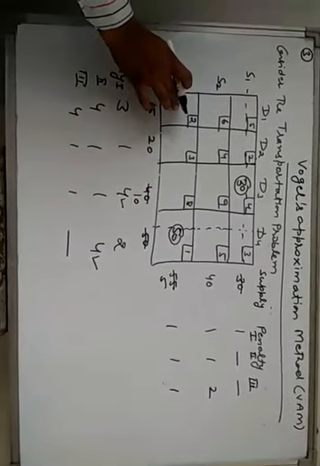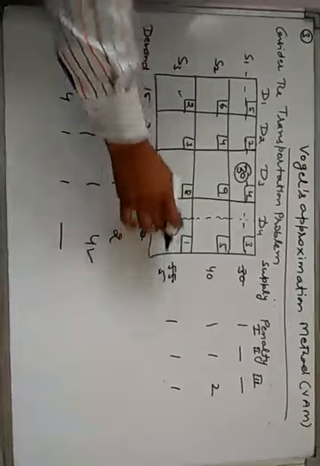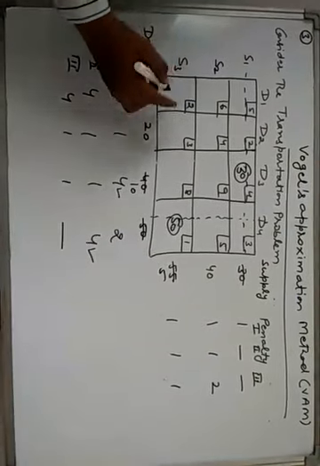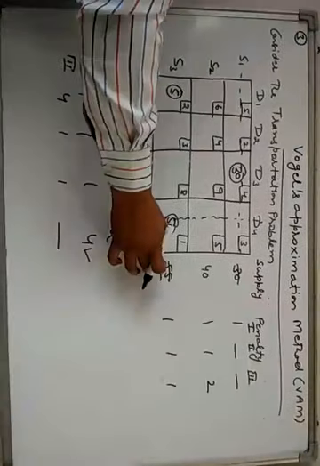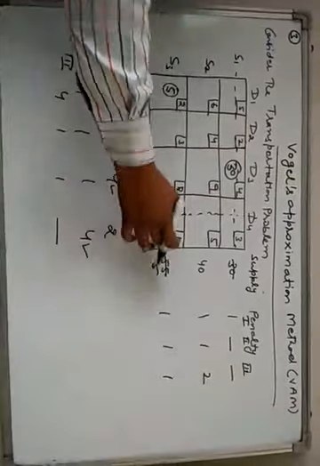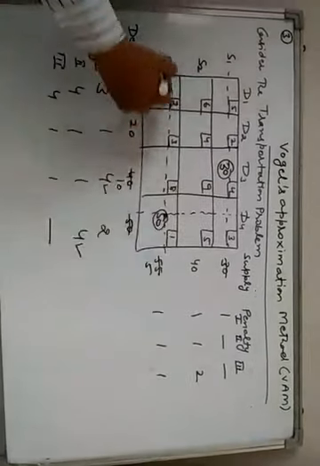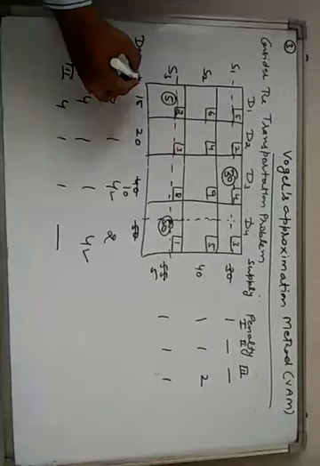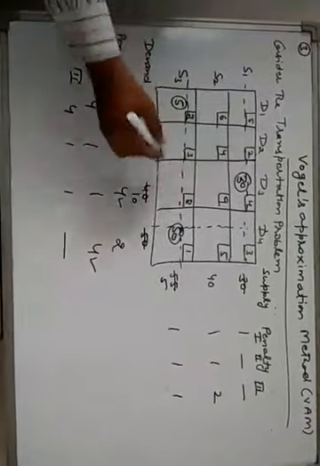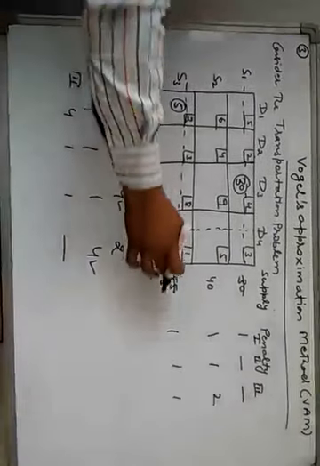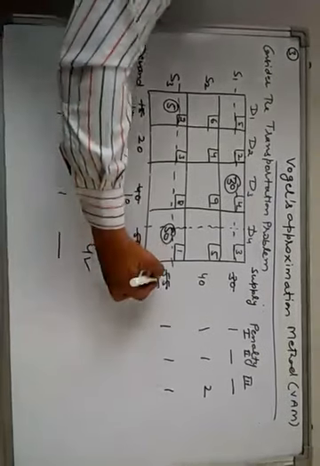Now we will allocate in this cell. Here the demand is 15 and supply is 5, minimum of 5 and 15 is 5, therefore we will allocate 5 here. And as the supply is over in this source, therefore we will cross it with the dotted lines, and the demand left at destination D1 is difference of these two, that is, 5 of 15. The difference of 5 and 15 is 10.